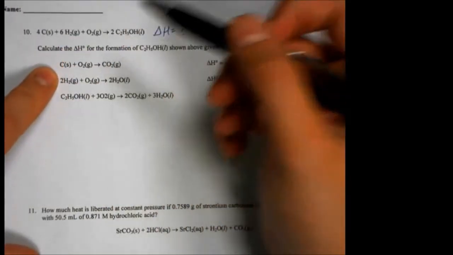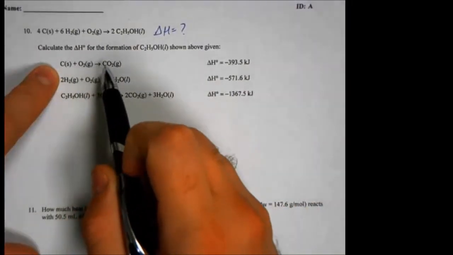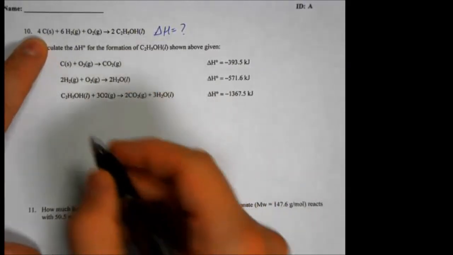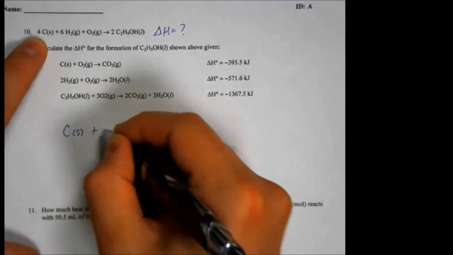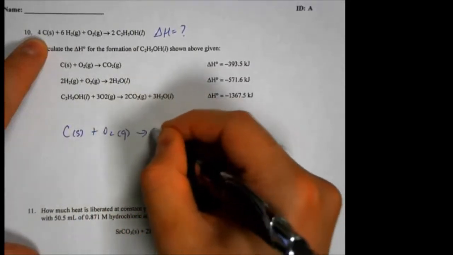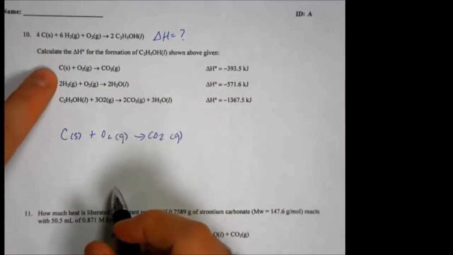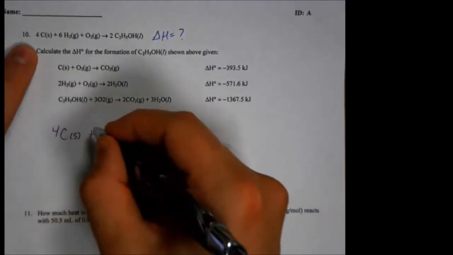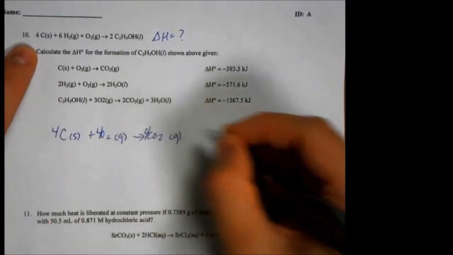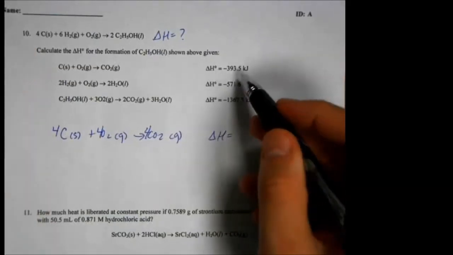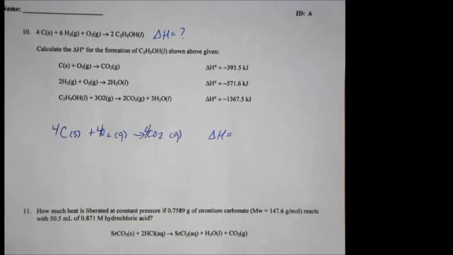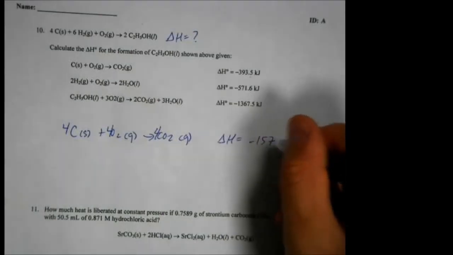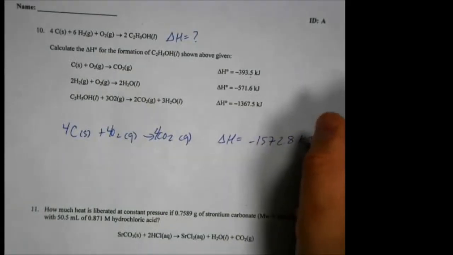So let's start with the first one. We've got to make sure that products are on the product side and reactants are on the reactant side. So in this case it's CS, and that's going to match up with a reactant. So we can rewrite this guy down here. CS plus O2 gas gives CO2 gas. And already I can see that we're probably going to have to multiply this by a factor of 4 to get the coefficients to match up. So I'm going to multiply this by 4, this by 4, and this by 4. So our delta H in this case is going to be the negative 393.5 times 4. So I get minus 1572.8 kilojoules out of that.